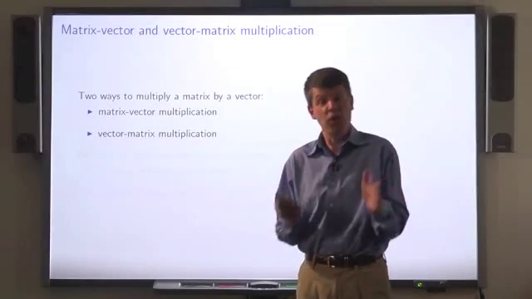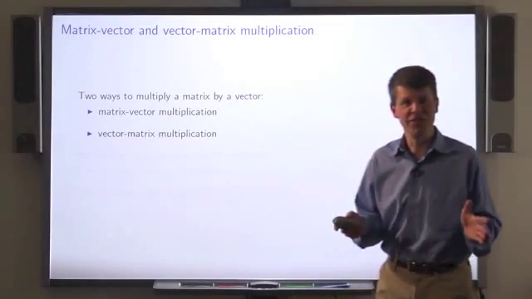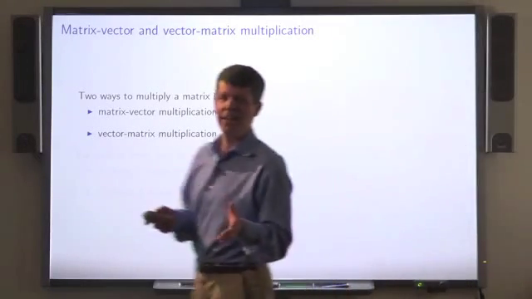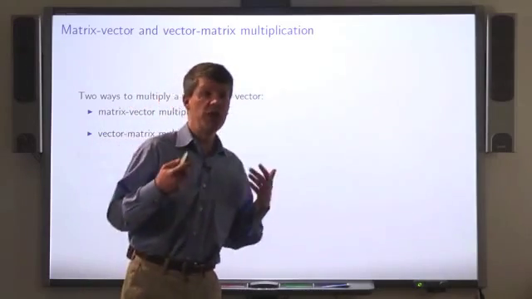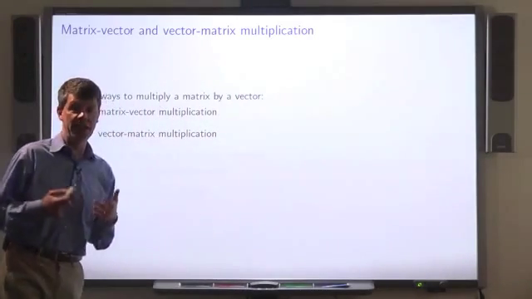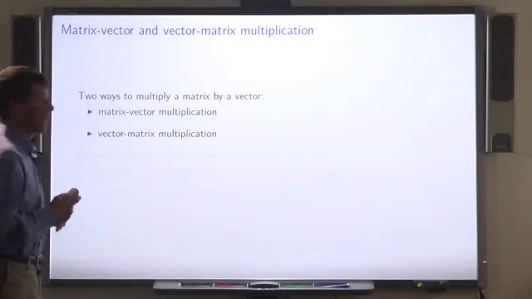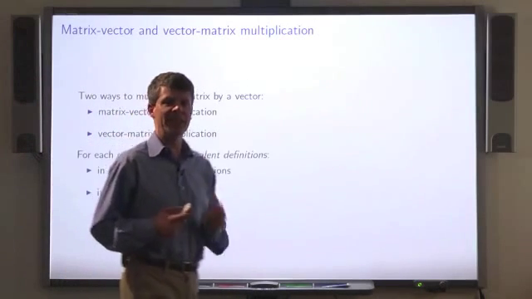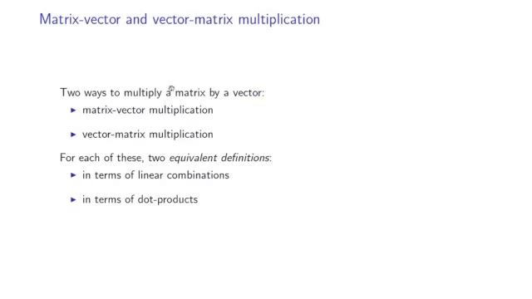What do we do with matrices? Mostly, we multiply them by vectors. There are two ways to multiply a vector and a matrix. One is called matrix-vector multiplication, and the other is called vector-matrix multiplication. For each of these, I'm going to give two equivalent definitions, and which definition is most appropriate depends on the situation.